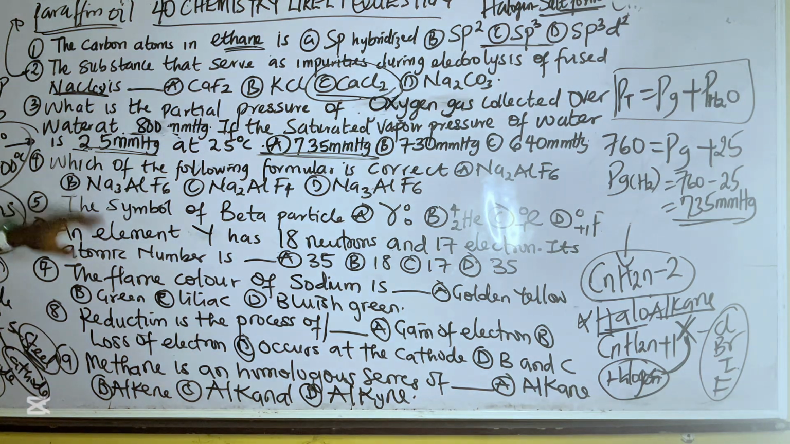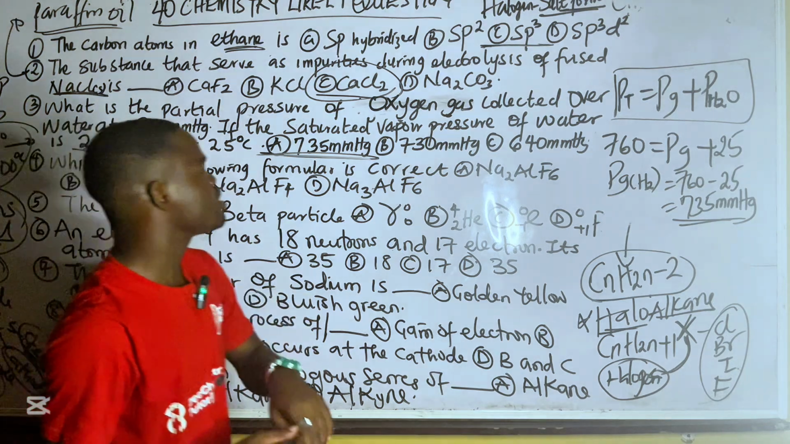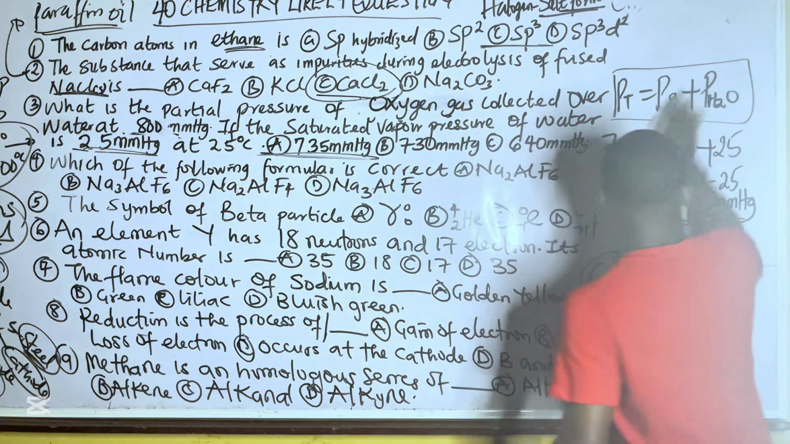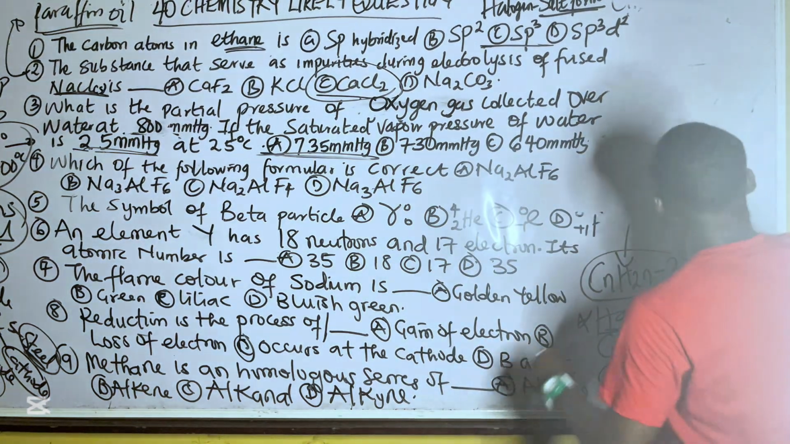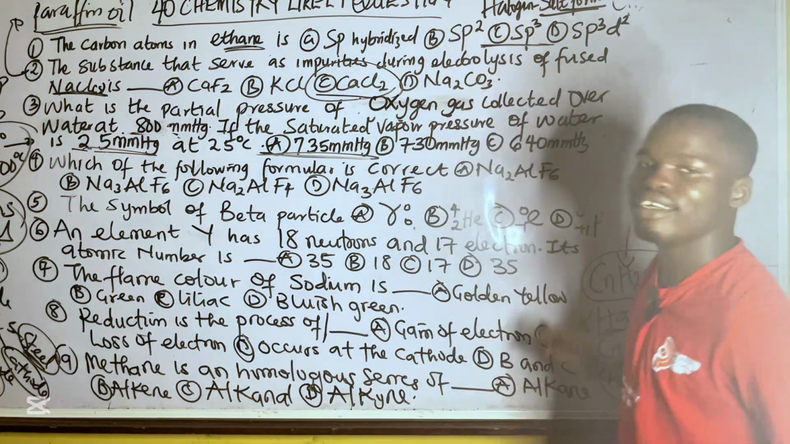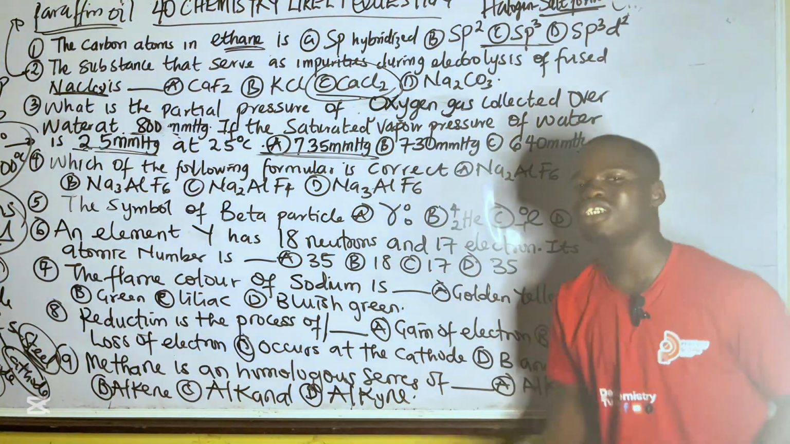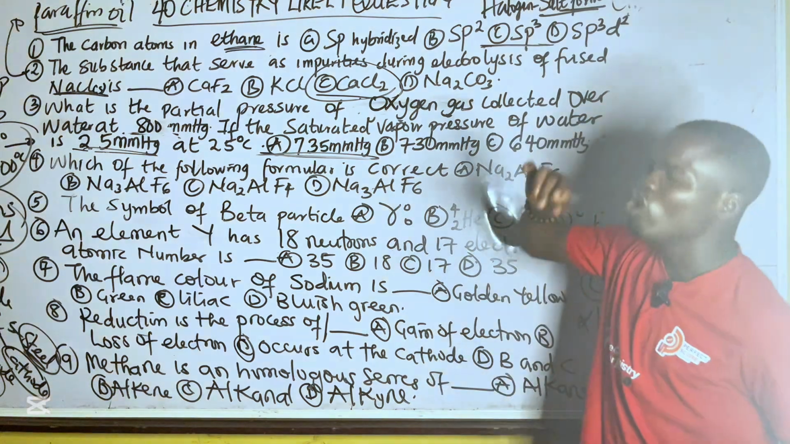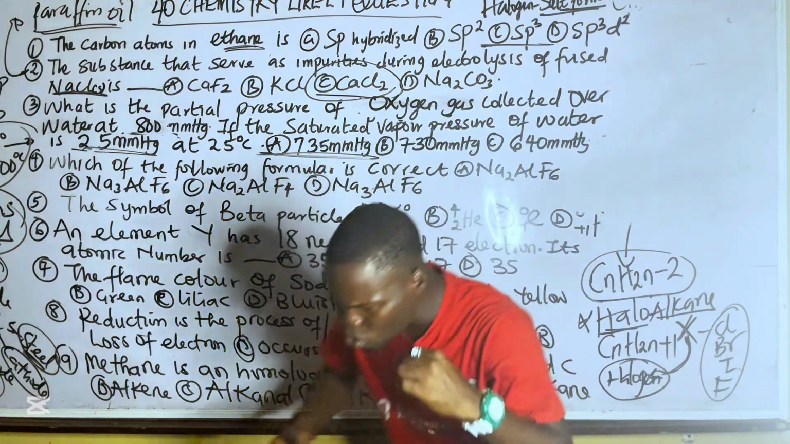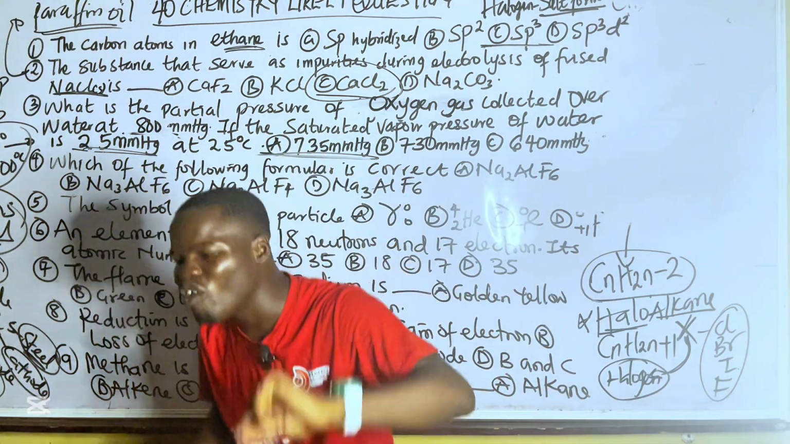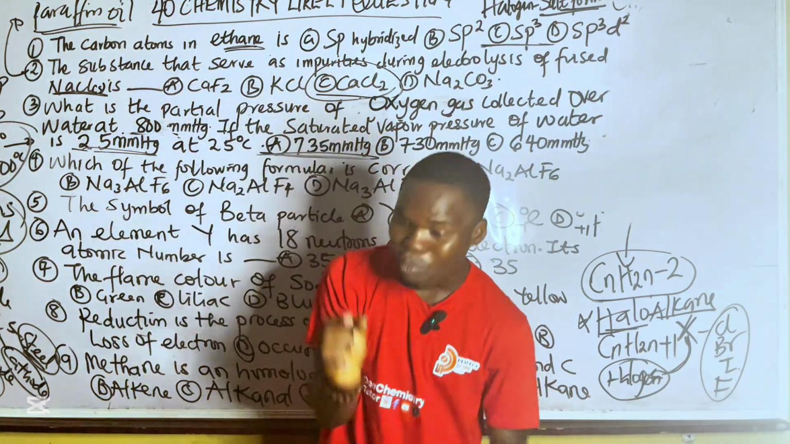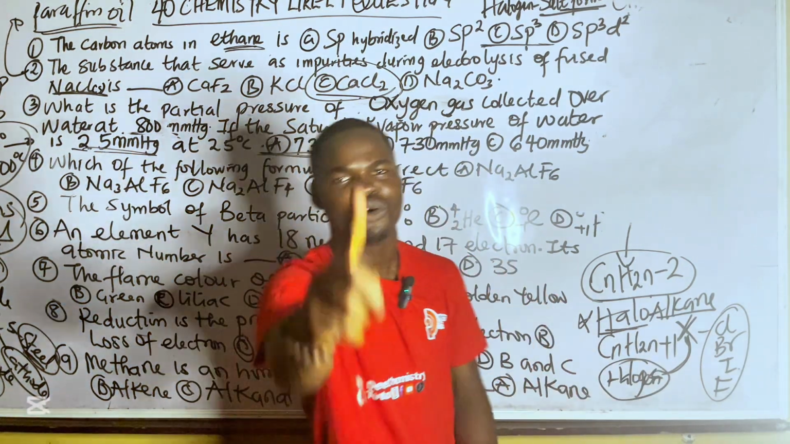Number 4. Which of the following formulas is correct? People don't know this. When they say correct formulas, don't be perturbed. You just need the concept of oxidation number. Once you know the oxidation number of this compound, you will know if it is correct or not. Because the first rule of oxidation number is that the oxidation number of all compounds, so far as you are a compound, must be 0.